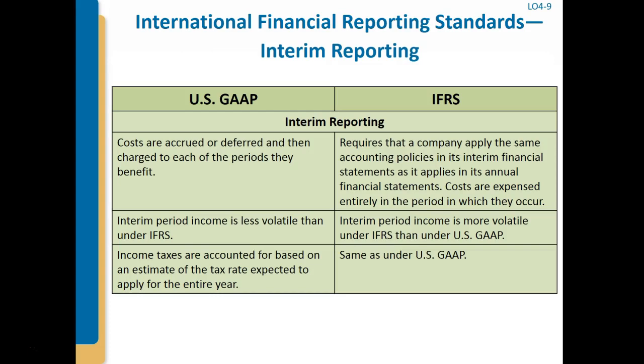For example, costs for repairs and property taxes and advertising that don't meet the definition of an asset at the end of an interim period are expensed entirely in the period in which they occur under IFRS. But they're accrued or deferred and then charged to each of the periods they benefit under US GAAP. This difference would tend to make interim period income more volatile under IFRS than it would under GAAP. However, as in US GAAP, income taxes are accounted for based on an estimate of the tax rate expected to be applied to the entire year.